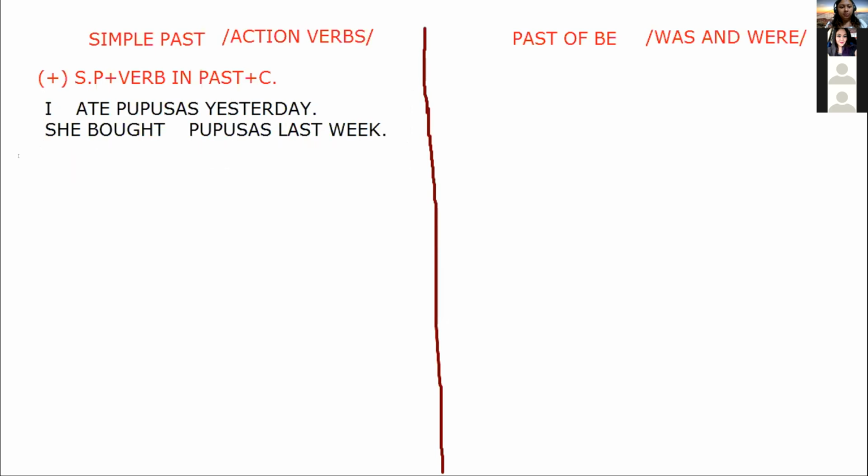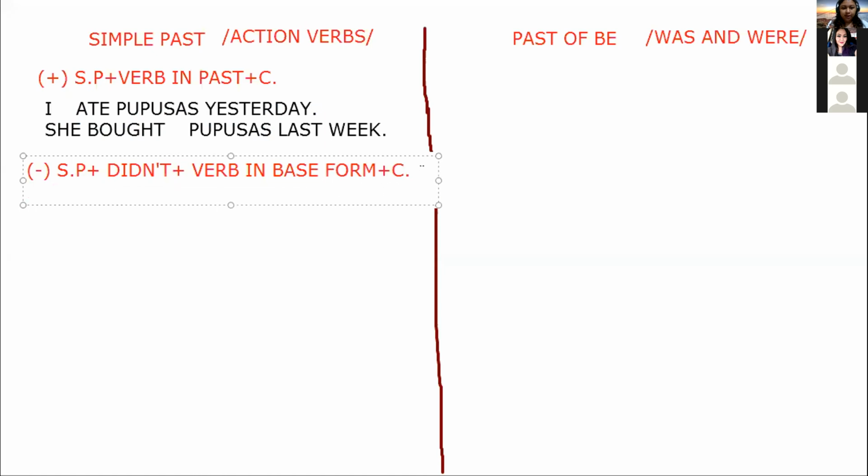Now, what about a negative sentence? When the sentence is negative, what's the structure? I say subject pronoun plus, what's my auxiliary? Didn't. We always want to use didn't as the auxiliary in the contraction form because it makes us sound more natural, more native. Subject pronoun, auxiliary, and the verb in the base form. Look, verb in base form, so in this case, not in the past. Base form plus complement. And then we're ready to check our first example.